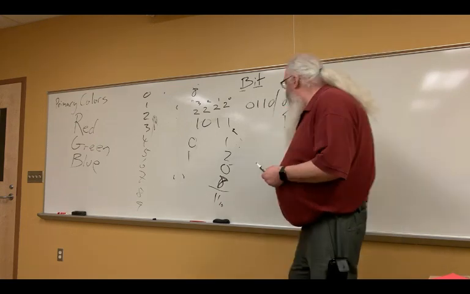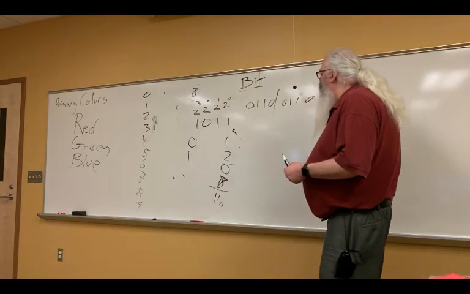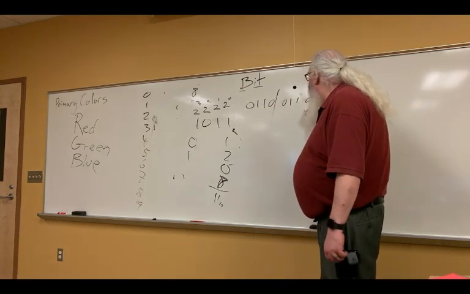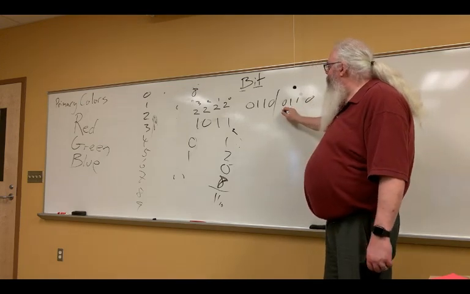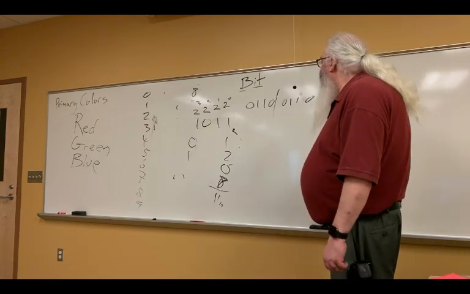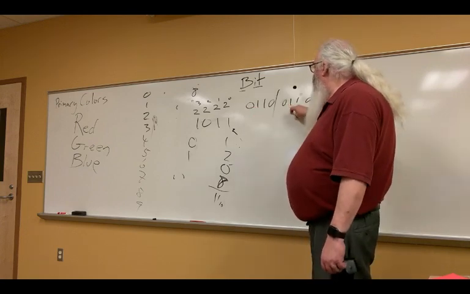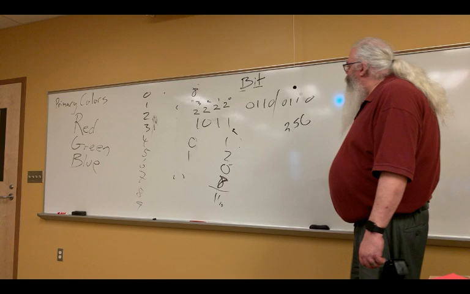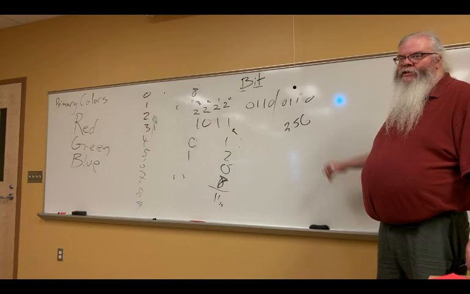Now, if we look at all the possible combinations of a byte, 1, 2, 3, 4, 8 digits. We've got 2 possible combinations here, 2 here, 2 here, 2 here. It's basically 2 to the eighth power. Somebody's got to figure that. 2, 4, 8, 16, 32, 64, 128, 256. There's 256 possible combinations of these 8 binary digits.